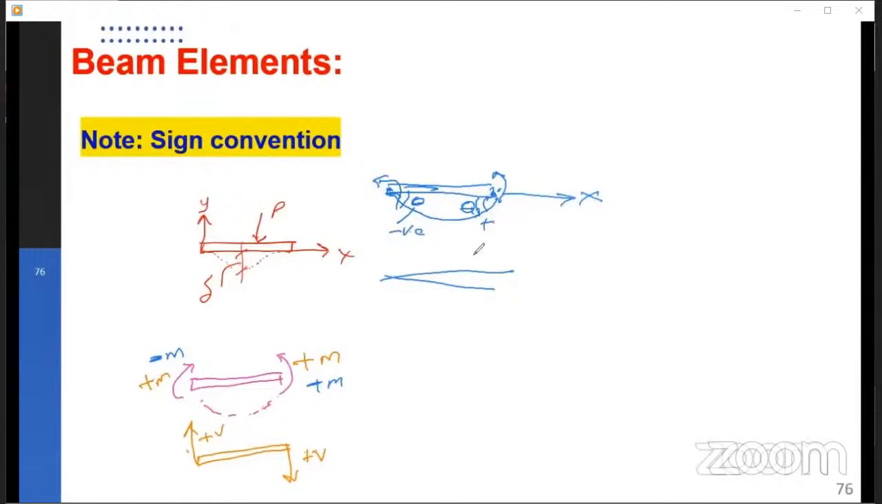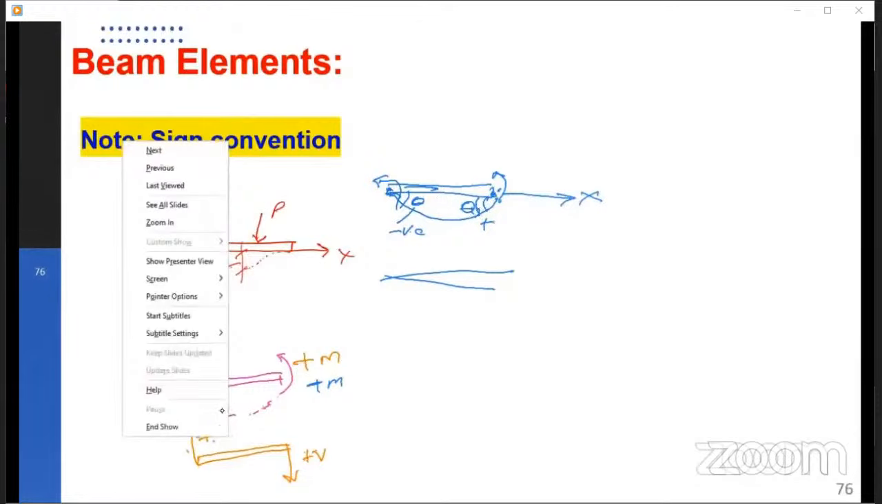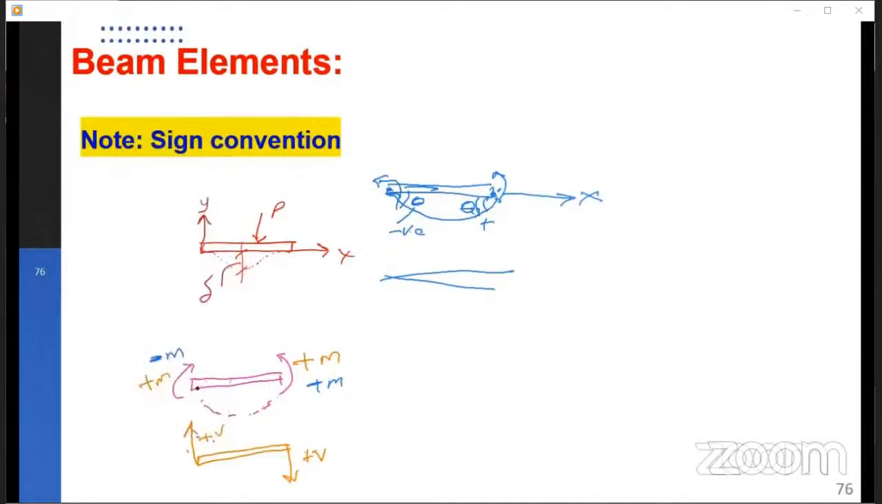Therefore, this is positive rotation. That's the difference. Of course, forces are considered to be positive in the positive direction. You see, for the shear force in the normal beam convention, this shear force is positive upward and this one is positive downward because they make the beam rotate clockwise. But in our case now for the finite element, because this shear force is downward, we expect it to be a negative shear force.